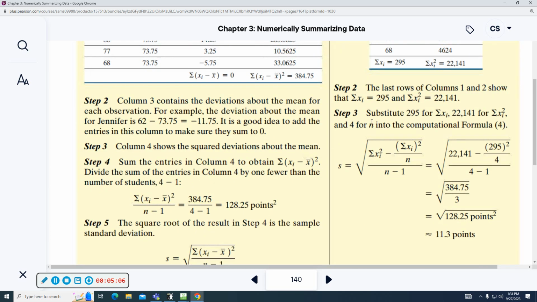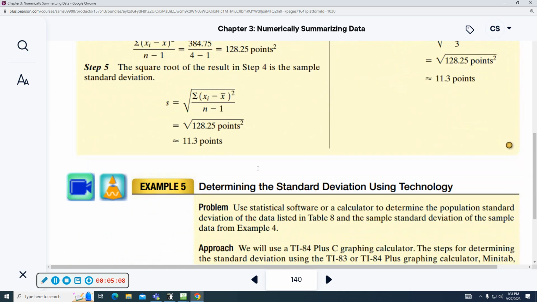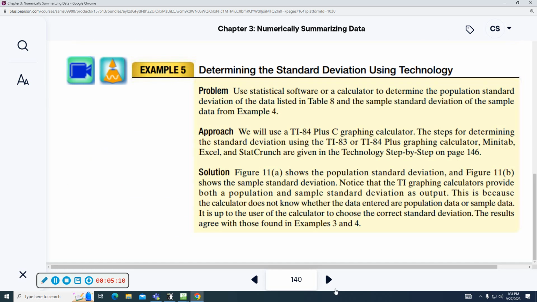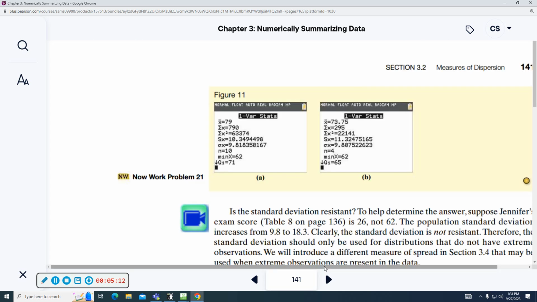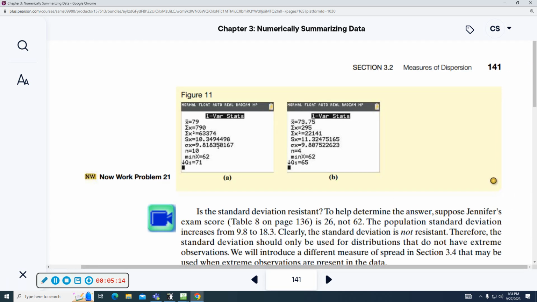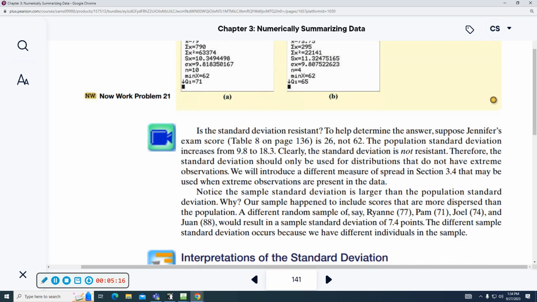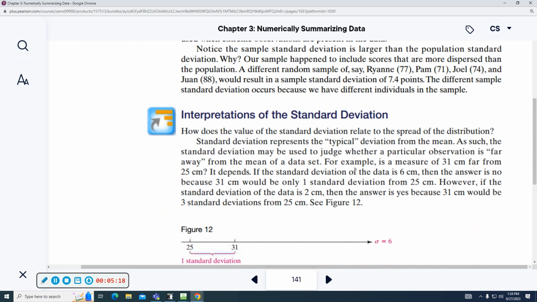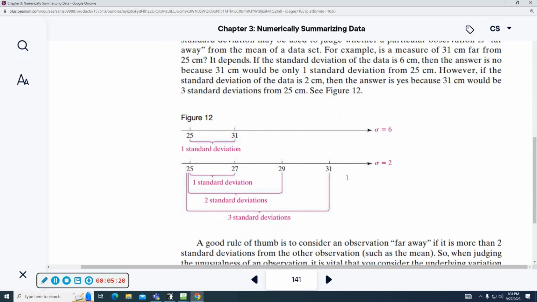So you've got some more simple examples showing you how to compute standard deviation. Standard deviation will always be positive. We always talk about the spread from the mean in a positive way.